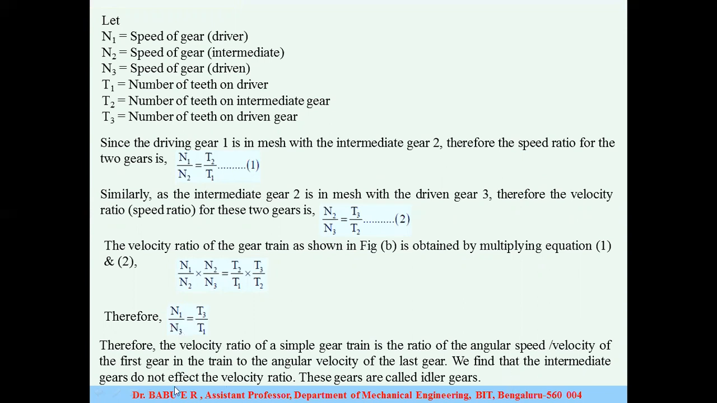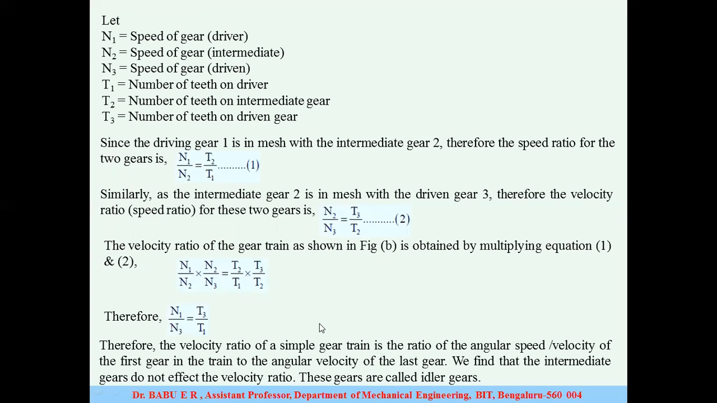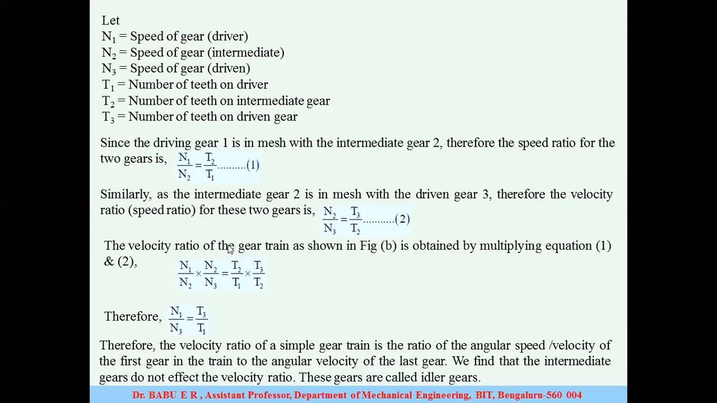So we find that the intermediate gear doesn't have any effect on velocity ratio. Those gears we call idler gears. The idler gears are generally used to transmit the motion from the driver to the driven member. It doesn't have any effect on velocity ratio. So this is the first type of gear train, the simple gear train.